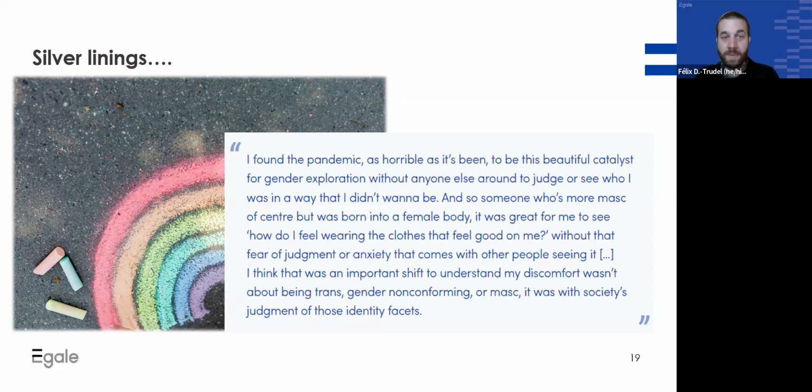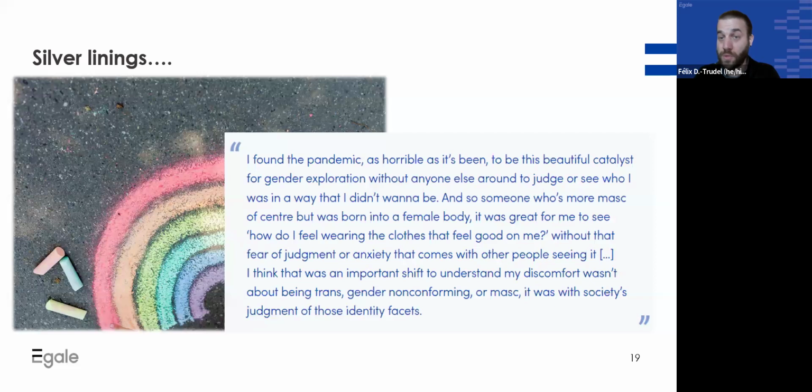In addition to participants' engagement in a wide range of health protective strategies, participants displayed optimism, talking about the silver linings of the pandemic, as Samara's quote illustrates. I found the pandemic, as horrible as it's been, to be this beautiful catalyst for gender exploration without anyone else around to judge or see who I was in a way that I didn't want to be.